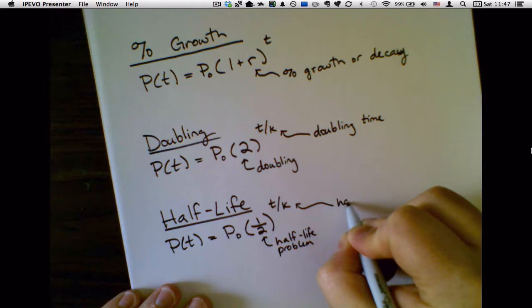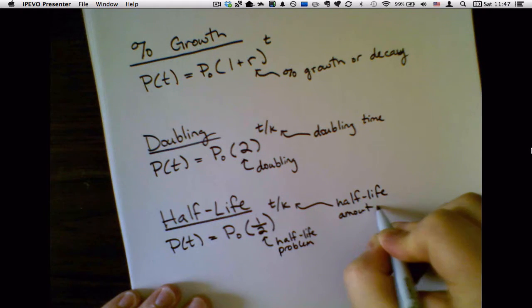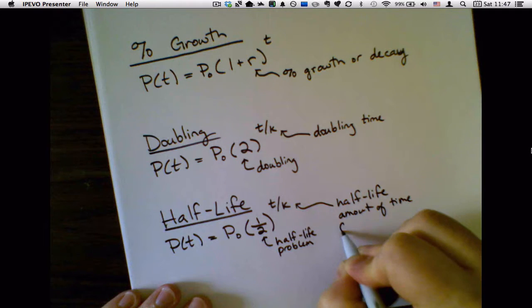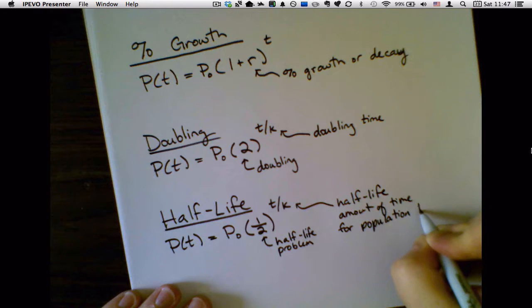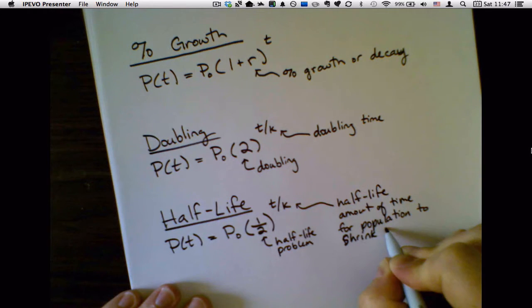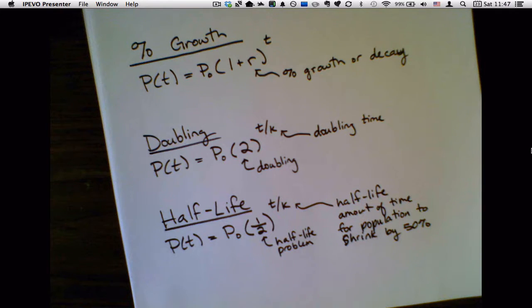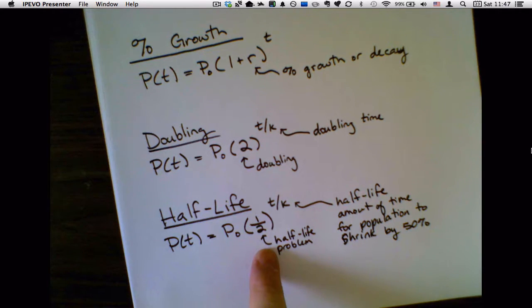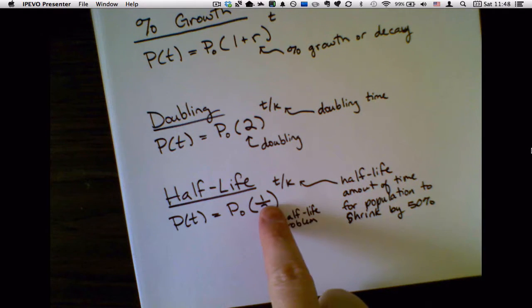And k, well, we say doubling time, but here this is the half-life. And what half-life means is the amount of time for the population to shrink by 50%. Same kind of thing, all right? I've never seen a third-life problem, but they could easily do that, and then you'd just stick a 3 under there instead of a 2.